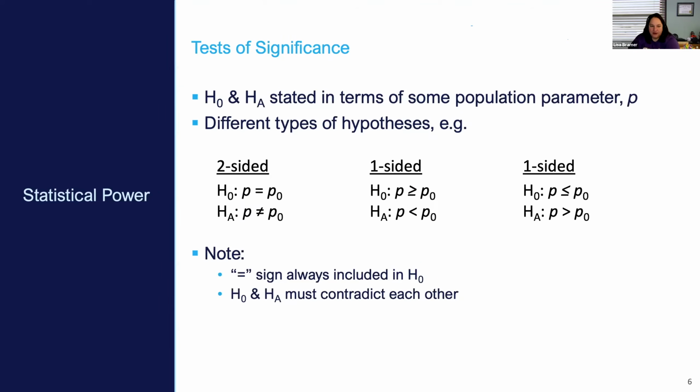I'm just going to, throughout these slides, use the notation of H sub O and H sub A to denote the null and alternative hypotheses. And it's usually stated in terms of some population parameter. Probably the most common thing you'll know of would be a mean for a certain group. It may be a proportion or another quantity like that, but we have different types of hypotheses where we're testing if things are equal, not equal, or greater than or less than.